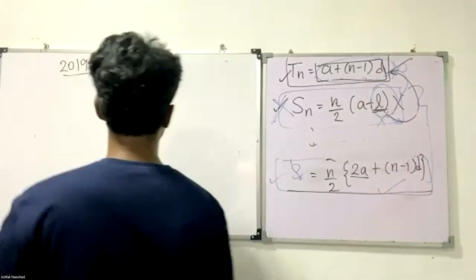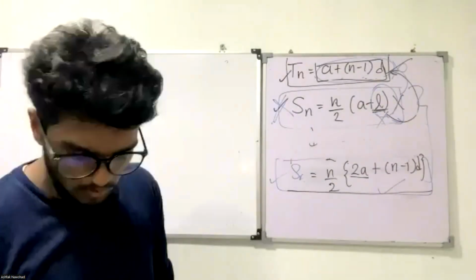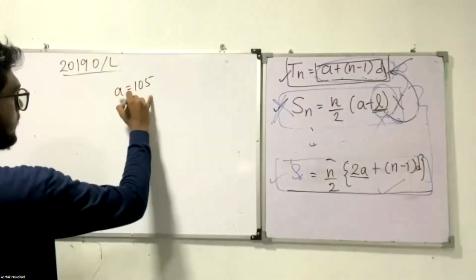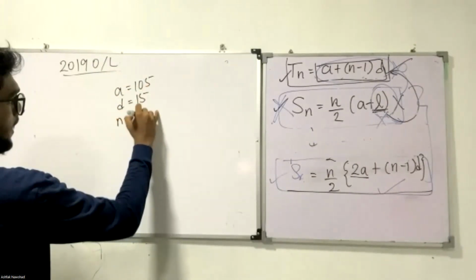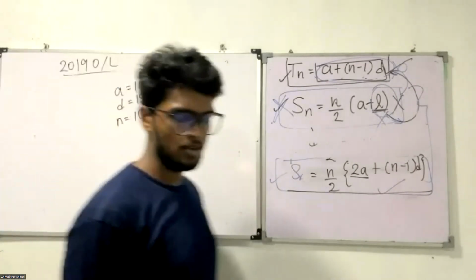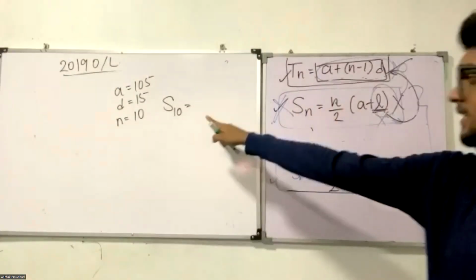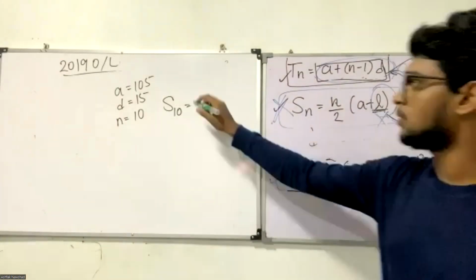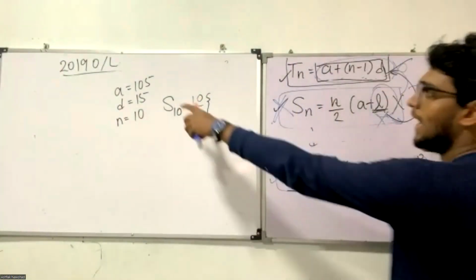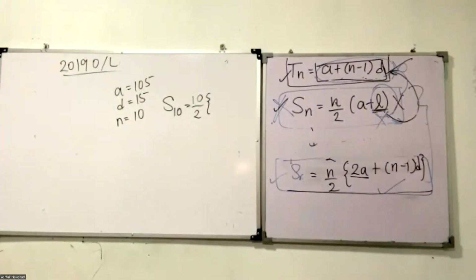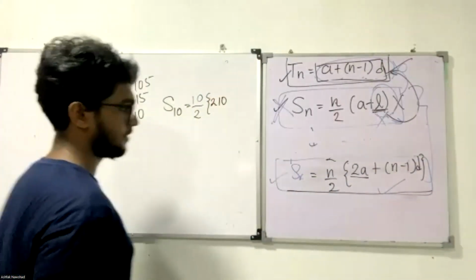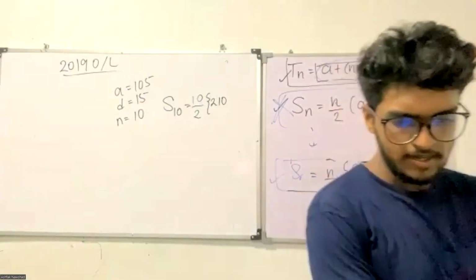So let's use this and find the time she spends jogging in the first 10 weeks. A is 105, B is 15. We have to find the first 10 terms, S10. S10 is n over 2, where n over 2 is 10 over 2, into 2a. So a is 105. What is 2a? 2a is 210. 2 times 105 is 210.